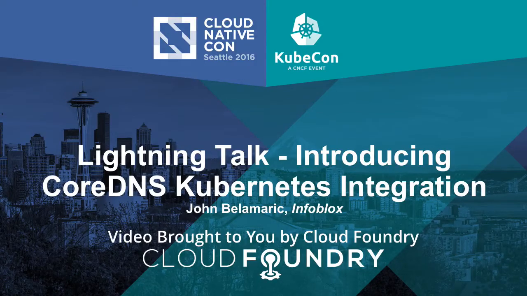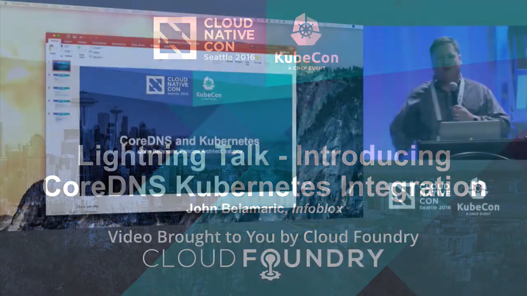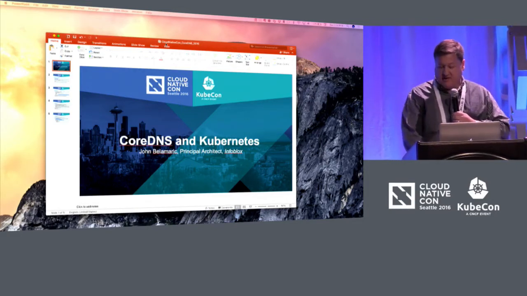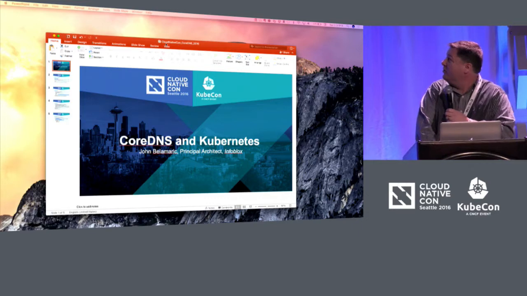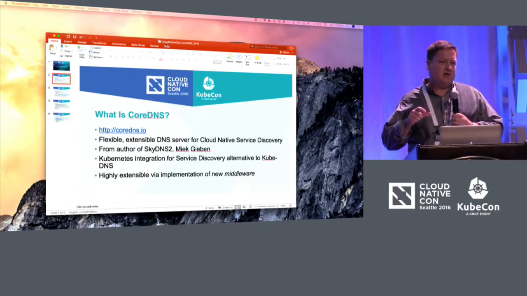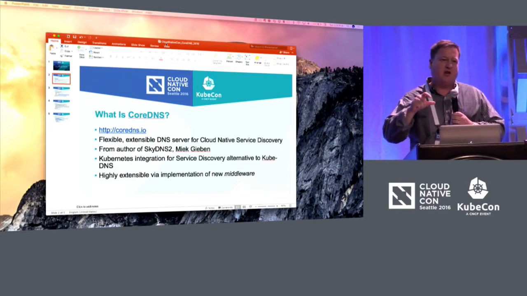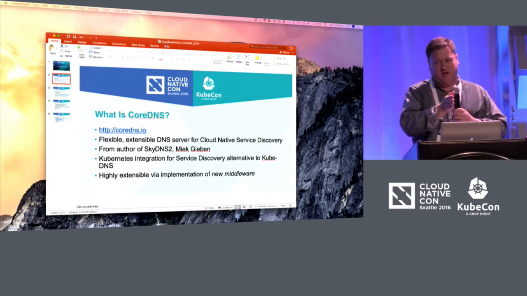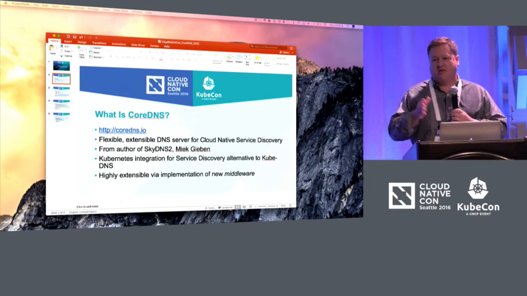I'm from Infoblox. I'll talk a little bit about CoreDNS and introduce CoreDNS to the community for service discovery in Kubernetes. So what is CoreDNS? It's a new DNS server, built on a very flexible architecture that allows it to be easily extended and easily modified, both to provide additional functionality as well as to provide a pipeline of request processing and response.